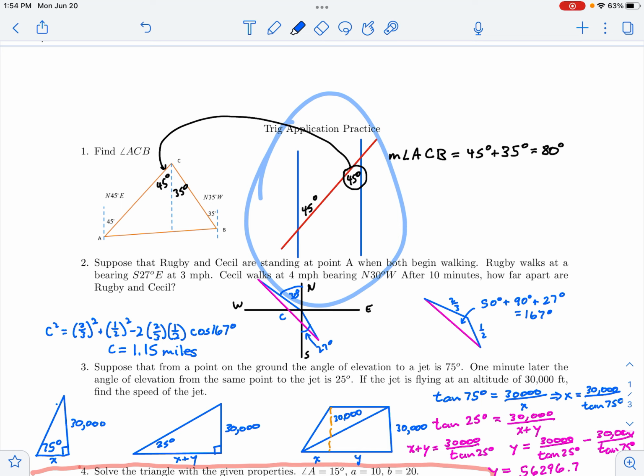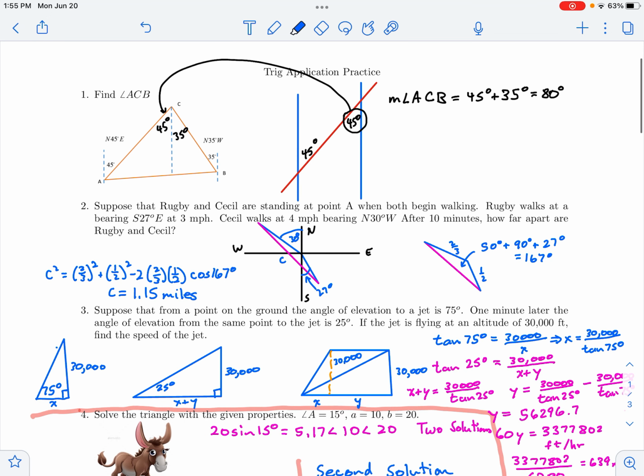So that's the way we can get started on this one. And once we do that, it's just a matter of adding those two angles up, 45 plus 35. So really that didn't have any trig in it. It's just a little bit of geometry is all that was.